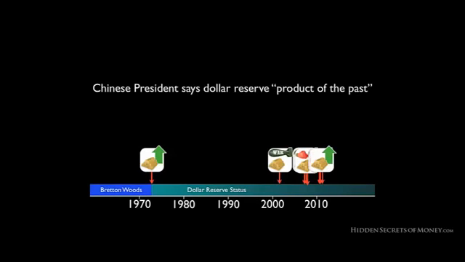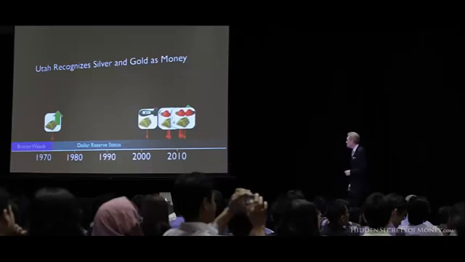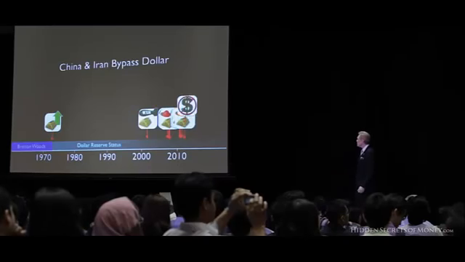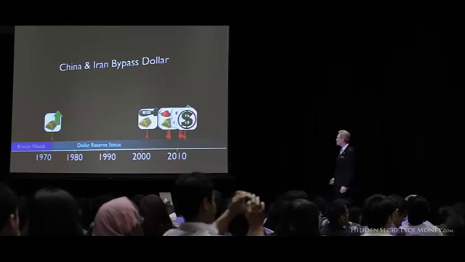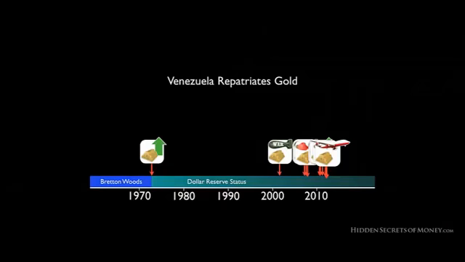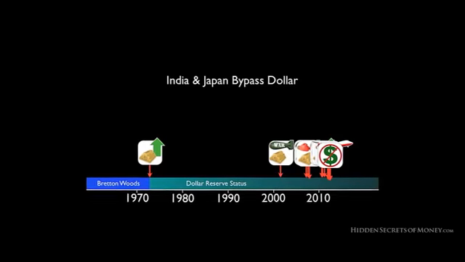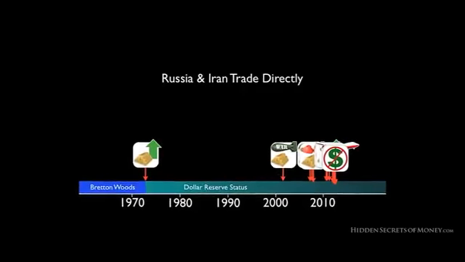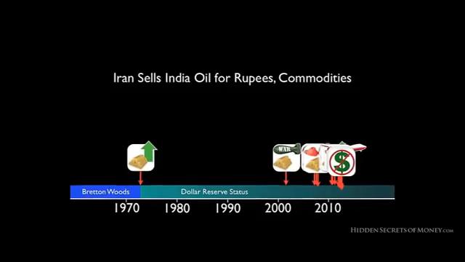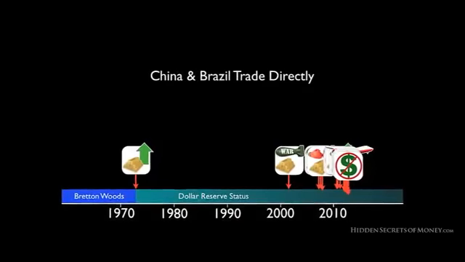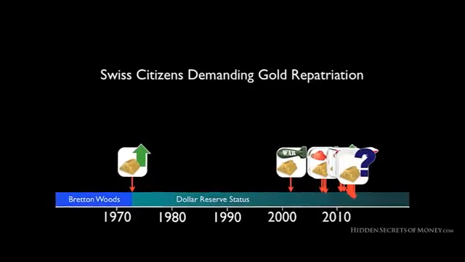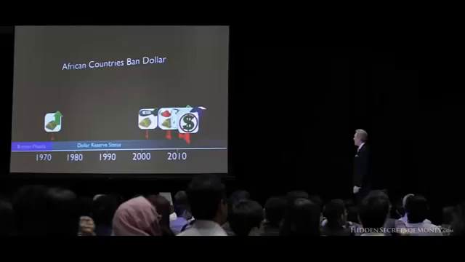Chinese president just recently said that the dollar as the world's reserve currency is a product of the past. Utah recognized silver and gold as money. China and Iran bypassed the U.S. dollar with a bilateral trade agreement. Venezuela repatriates its gold. China and Japan trade directly. India and Japan bypass the U.S. dollar. Russia and Iran trade directly. Iran sells India oil for rupees and commodities. China and Brazil trade directly. Swiss citizens demand gold repatriation. African countries ban the dollar. In Zambia, you can go to jail if you use U.S. dollars.